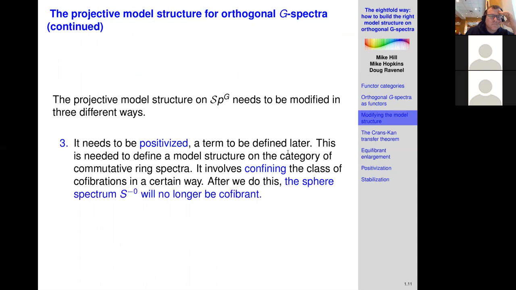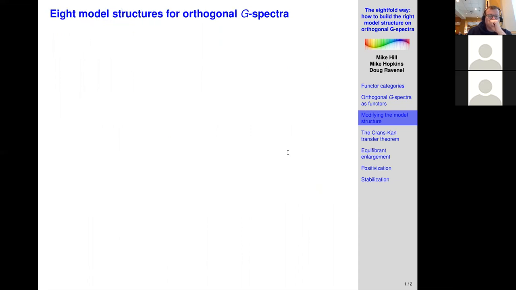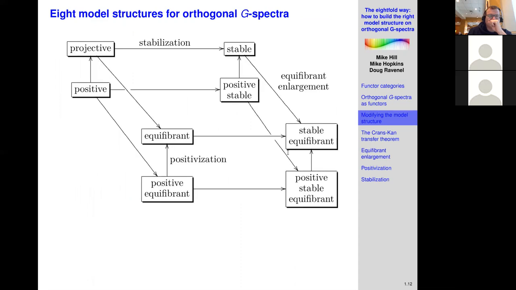So after we do this, one thing that happens is the sphere spectrum is no longer cofibrant, which is a little bit weird. After you do this, the sphere spectrum isn't cofibrant. And this is unavoidable for reasons that I will explain later.